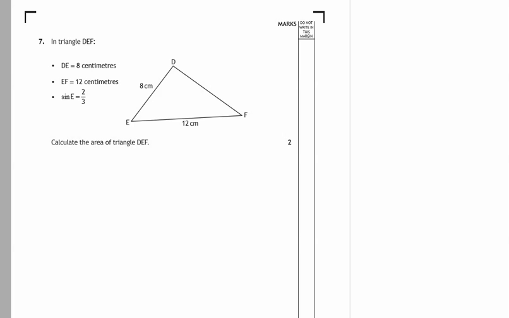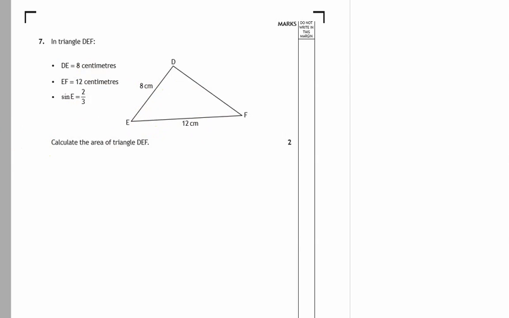Okay, question 7. So we've got a triangle and we're told that DE is 8, EF is 12, and sine of the angle E is 2/3. Calculate the area.